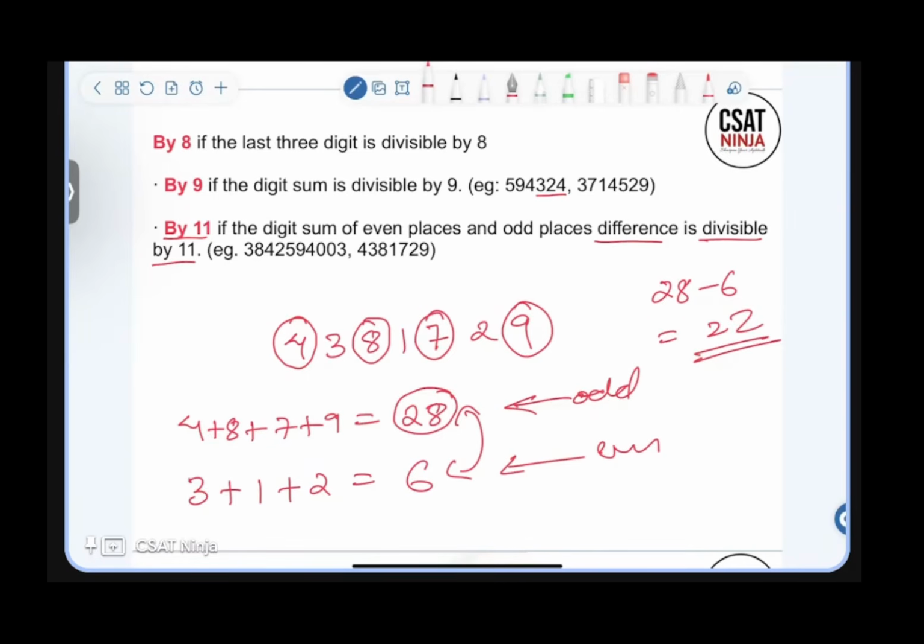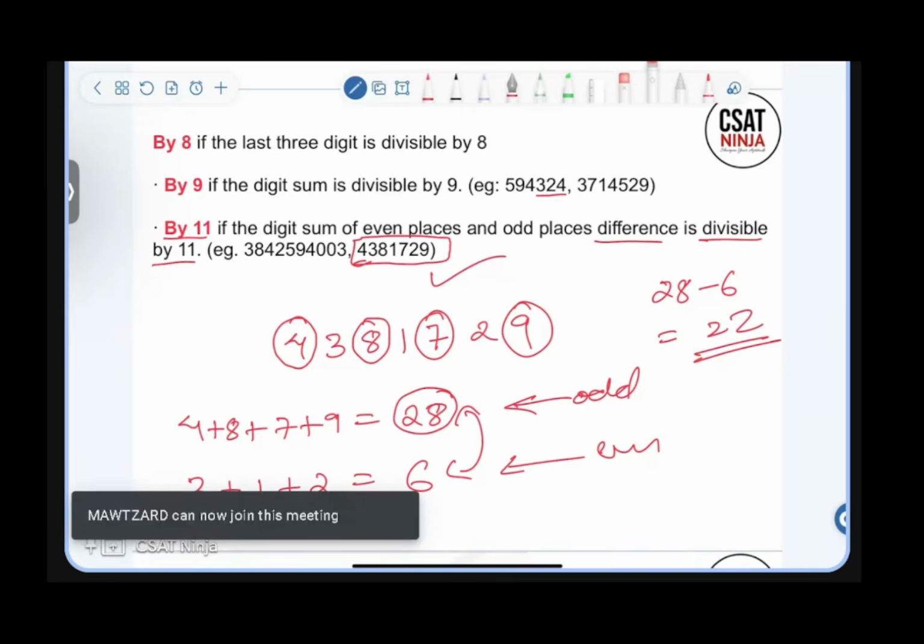Therefore, the number here, 4381729, is divisible by 11. I hope we're clear with this. If you're confused, you can type in repeat. I'll repeat again. How is it? Because the most important concept is 11.